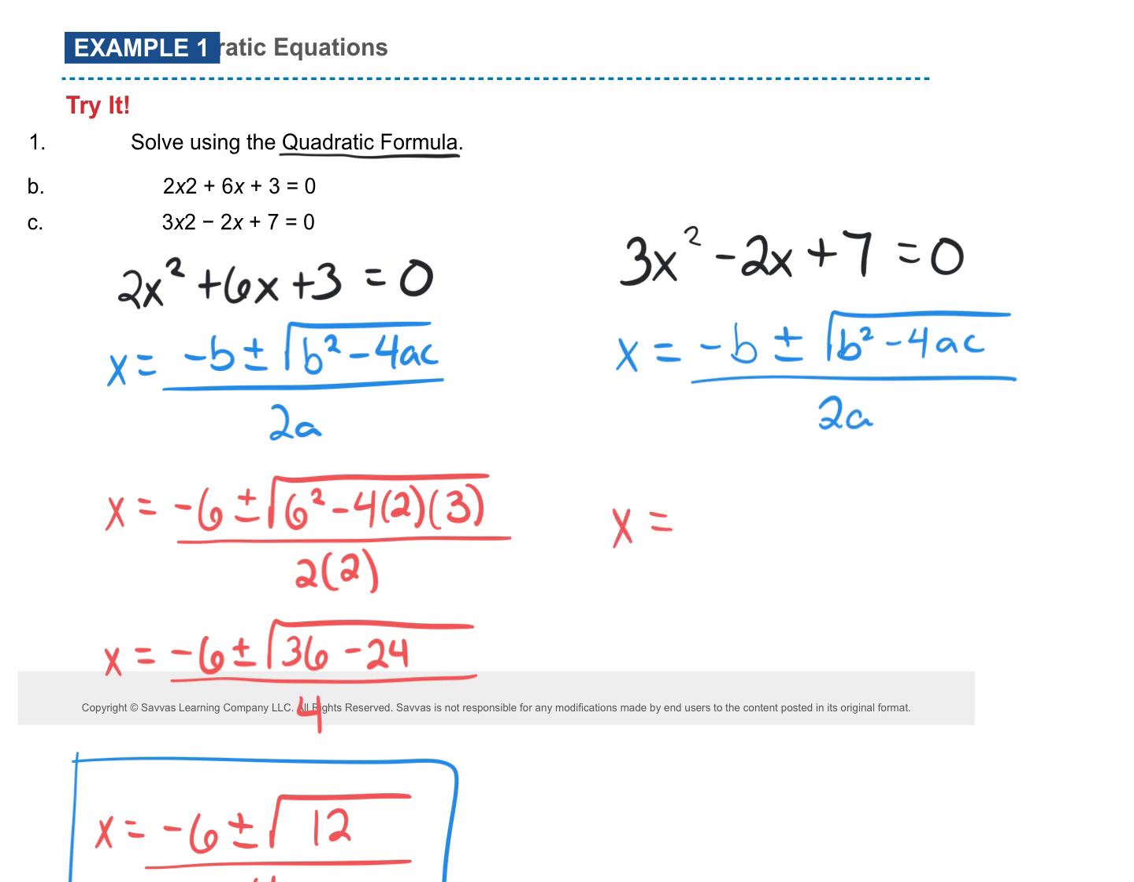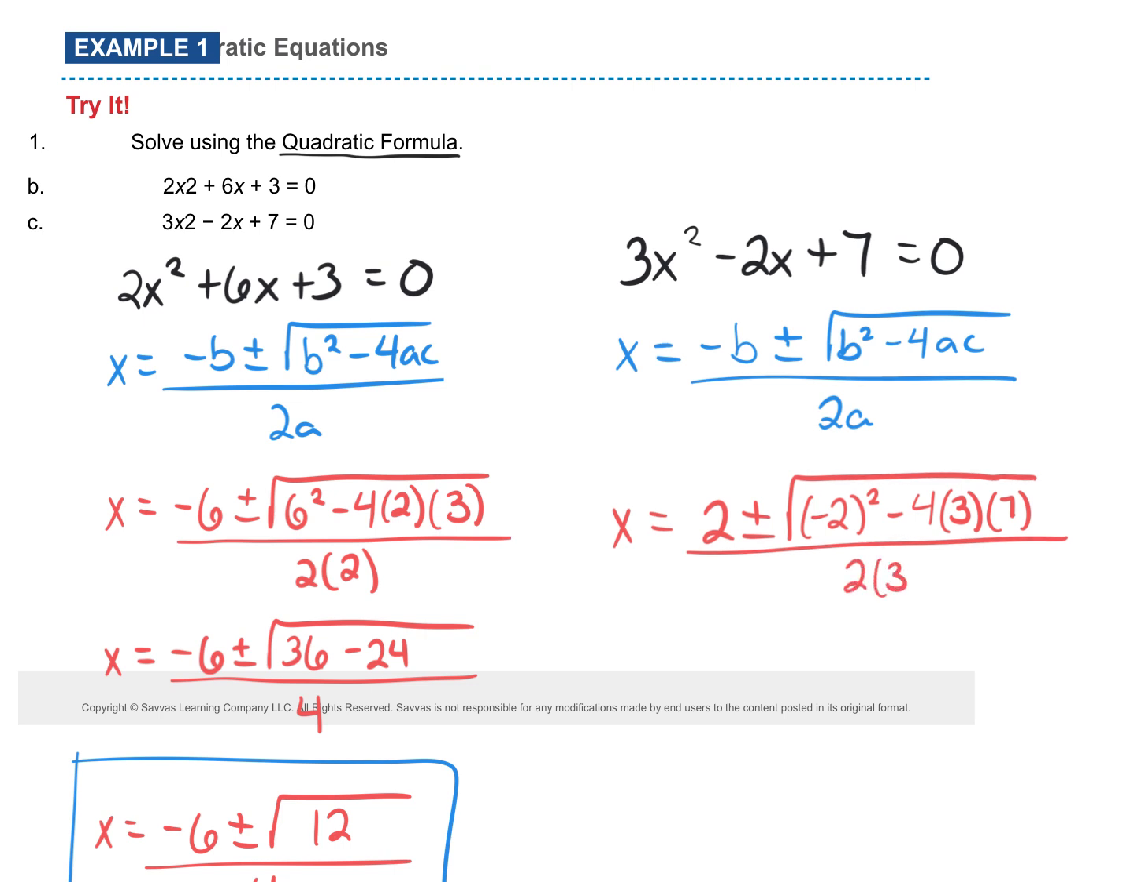So, plugging in values. What do I plug in for my negative b? 2. My b is negative 2, so the negative of that is 2. Plus or minus the square root. My b value is negative 2 squared, minus 4, what's a? 3. What's c? 7. Divided by 2, a is 3. What do I want to solve for first? The square root. Simplify that square root.